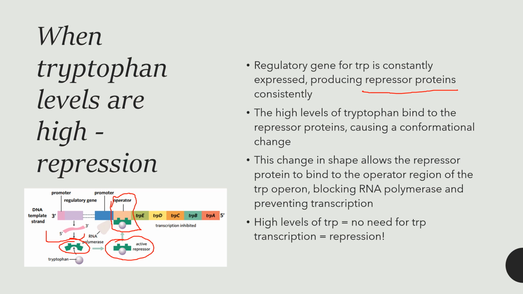Because it is bound to the operator region, we can see that our RNA polymerase, this little enzyme here, is bound to the promoter, but it is blocked. Because that repressor protein is sitting there, RNA polymerase can't move any further down the gene. So transcription is prevented. RNA polymerase is stuck and transcription of those trp operon genes cannot happen. That's good because we don't need it to happen. We have lots of tryptophan and we are conserving our energy. So just a little summary here: a high level of tryptophan means there's no need for tryptophan transcription, which means repression.